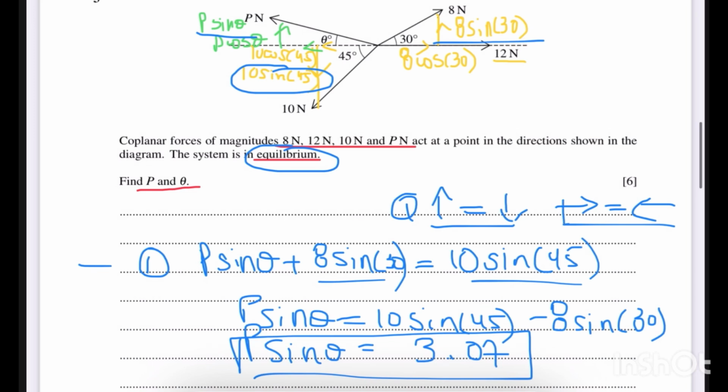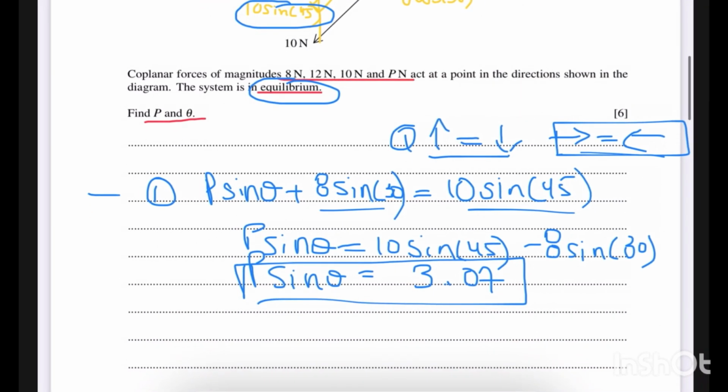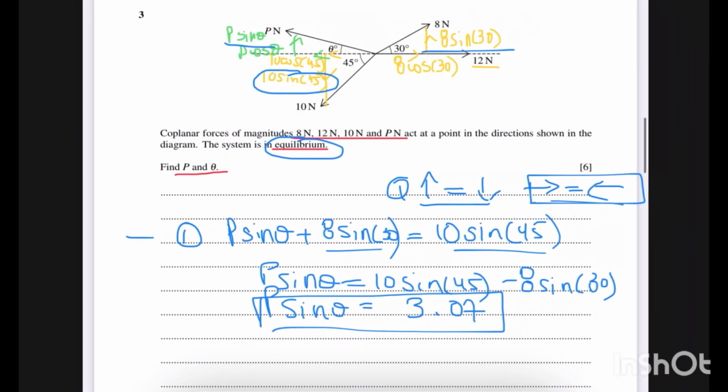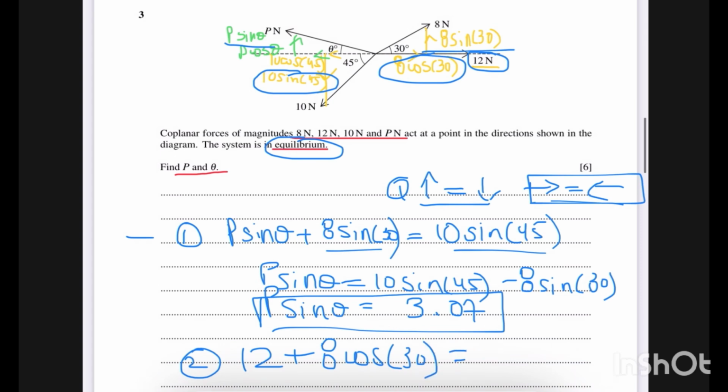Now let's look at the second criterion, the equilibrium in the horizontal direction. So we have this 12 Newton force acting completely rightwards, as well as this 8 cos 30 which is also acting rightwards, and then the forces acting leftwards are this 10 cos 45 as well as this p cos theta.